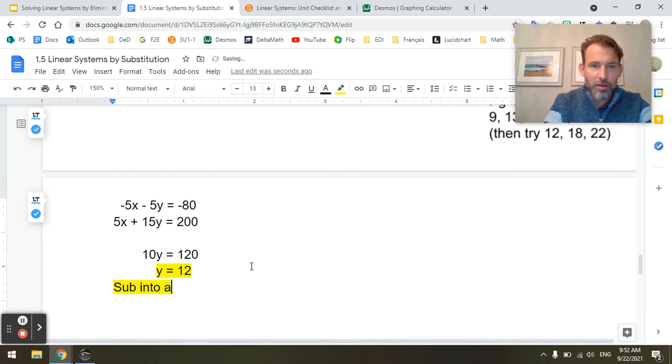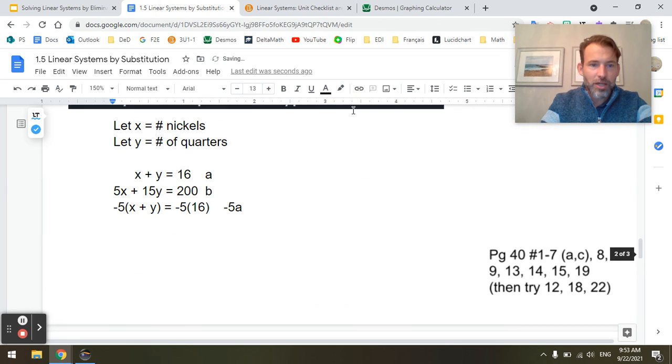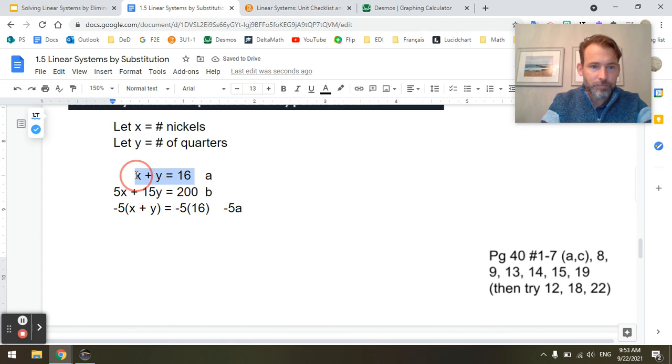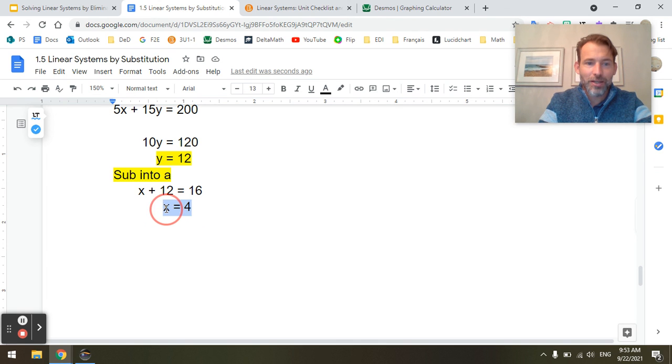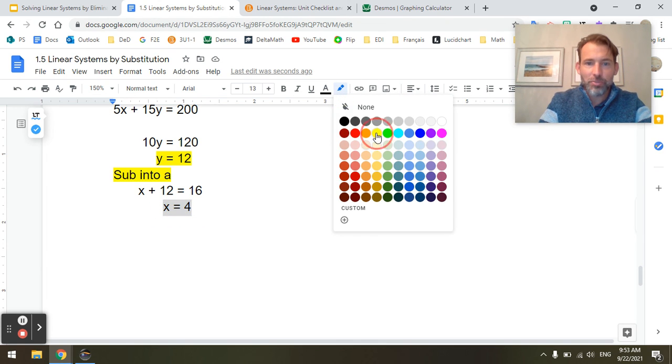I'm going to rewrite my equation A. I'm going to turn off the highlighting there. My equation A, I can just copy it from here and paste. But I want to be subbing 12 in for y. X plus 12 equals 16, so that tells me that x is equal to 4. Now, why is x equal to 4? Well, I subtract 12 from both sides. So 16 minus 12 is 4. Now, I am going to highlight that. That's also part of my answer.